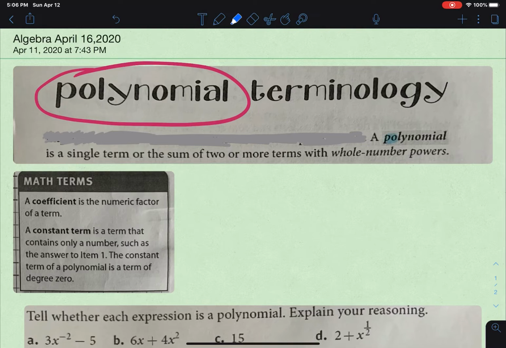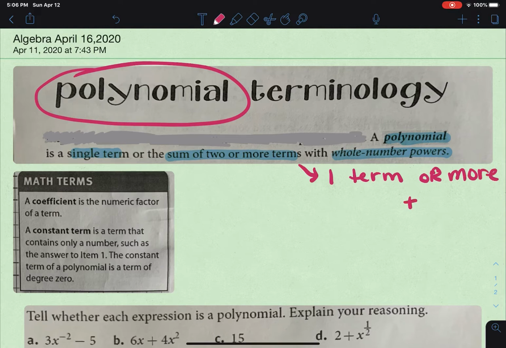So first of all, a polynomial is a single term or a sum of two or more terms with whole number powers. That basically means a couple things. That means that you're going to have at least one term or more. And if it's more, that's because they either have a plus between two things or they might have a minus between two things.